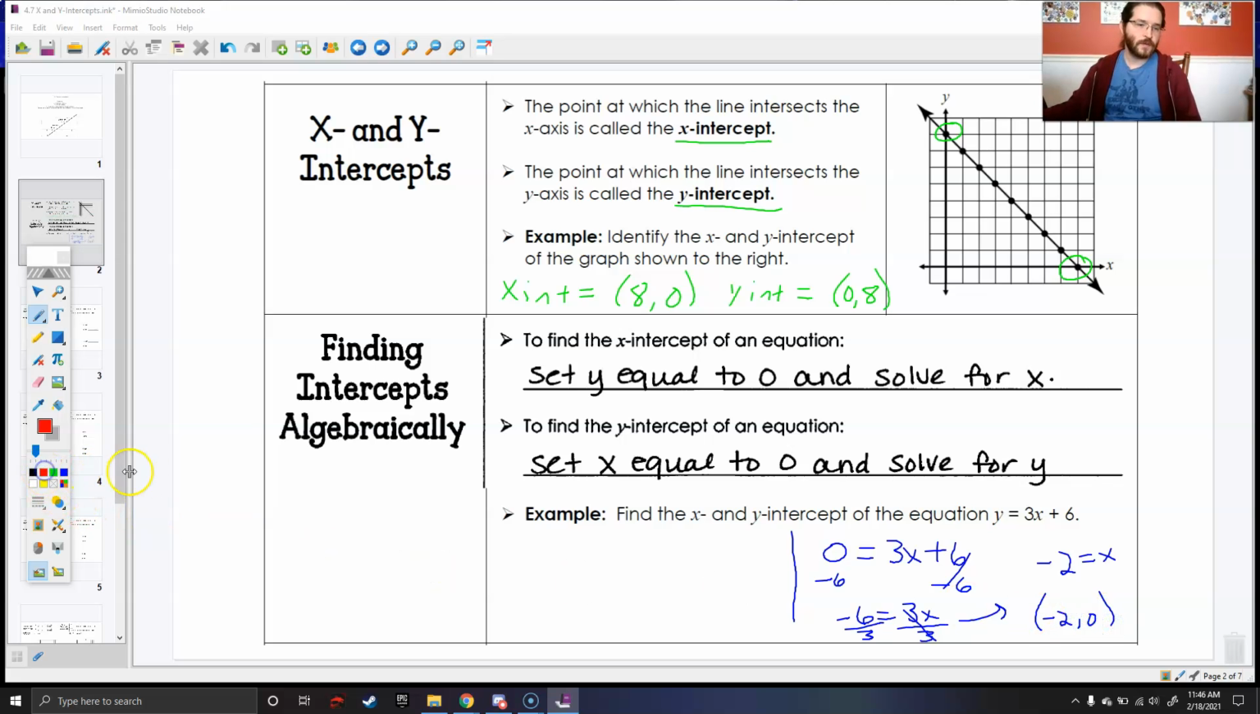We change colors for the y value. All right, so in this case it's going to be y equals 3 times 0, because we're just setting that x value to 0, plus 6. So this is going to cancel out. So y equals 6. So anytime that we're already in slope-intercept form, finding our y is going to be super easy because it's part of our formula. All right? But it's how we find it algebraically.